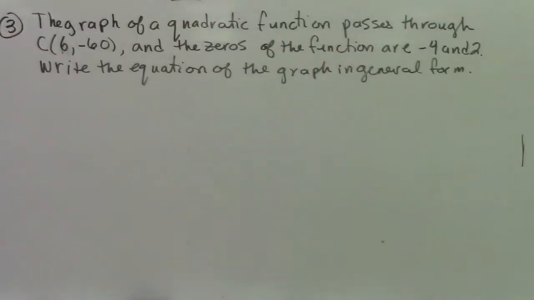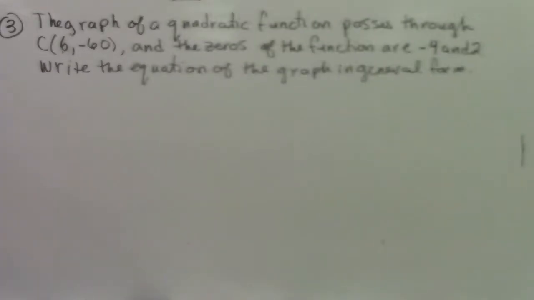Question number 3. The graph of a quadratic function passes through C, which is found at (6, -60), and the zeros of the function are at -4 and 2. Write the equation of the graph in general form. We have a lot of mathematics lingo to unpack here, okay?